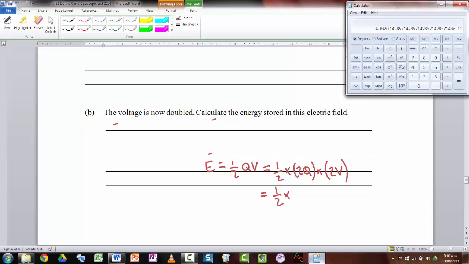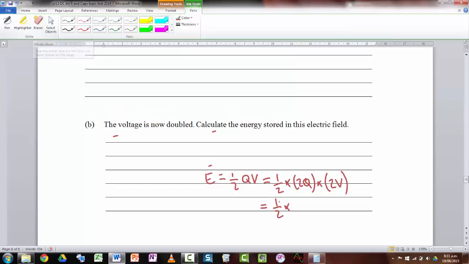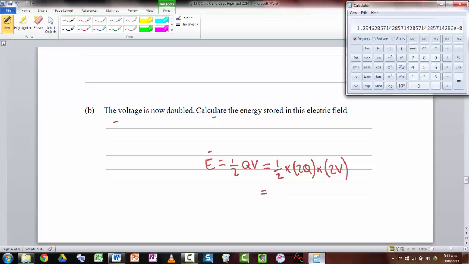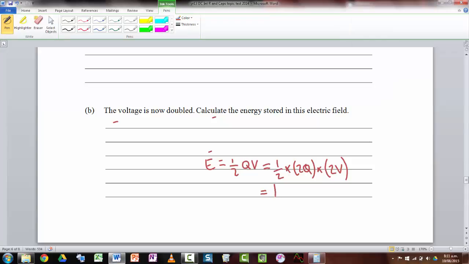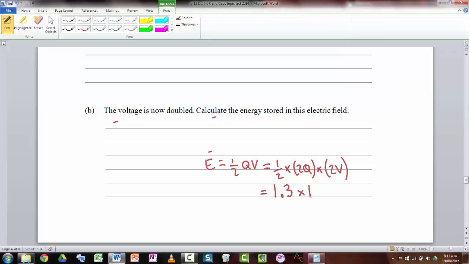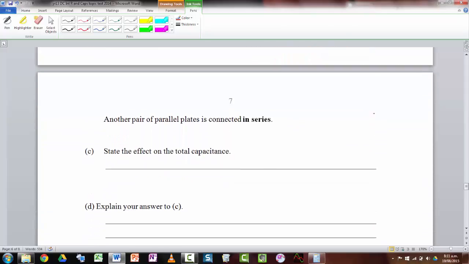So a half times 2Q is just Q times 2V, times 2 times 160, is equal to 1.29. Let's put in the answer here. What was it? It was 1.3 times 10 to the negative 8 joules. Okay, nearly done. I'll pause there and I'll make another video for the last page.